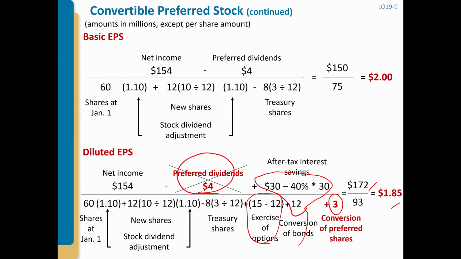You subtract. You add 4. If you want to think about this, you had this subtract, right? You subtract 4, but you need to add 4. If you subtract 4, you need to add 4. That's the impact. But if you don't put the preferred dividends at all, then we don't need to add 4.